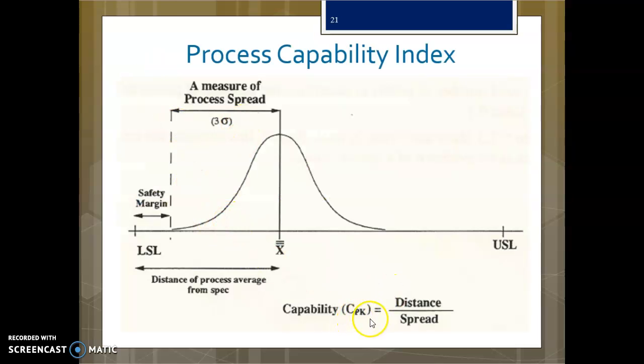So CPK over here is the distance over the spread. So it's the measure of the process spread, okay, on the low end here and then the upper end. And it's the distance of the process average from the specification. So again, it's just another number that's generated. And again, it's really great because QI Macros does all this for you.